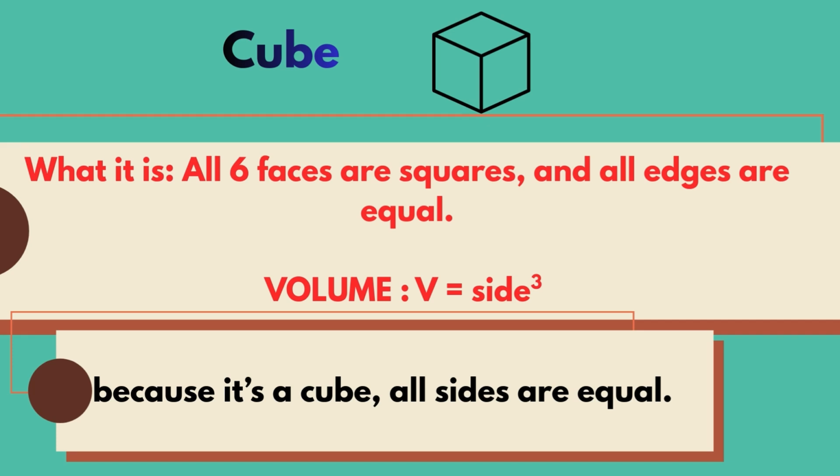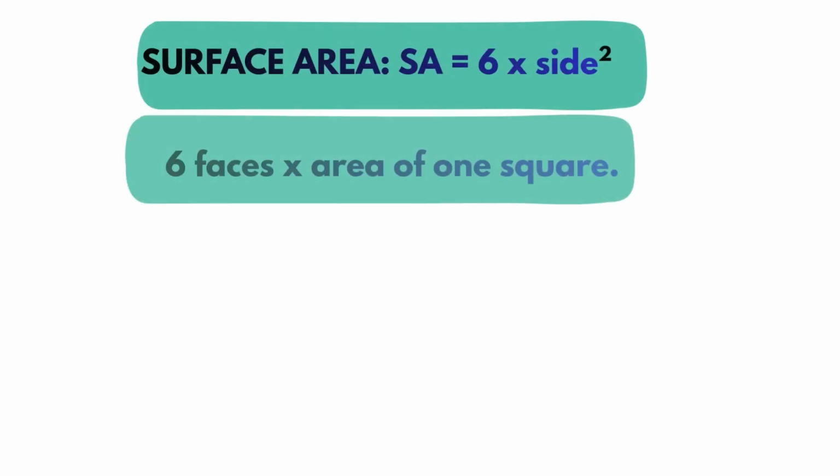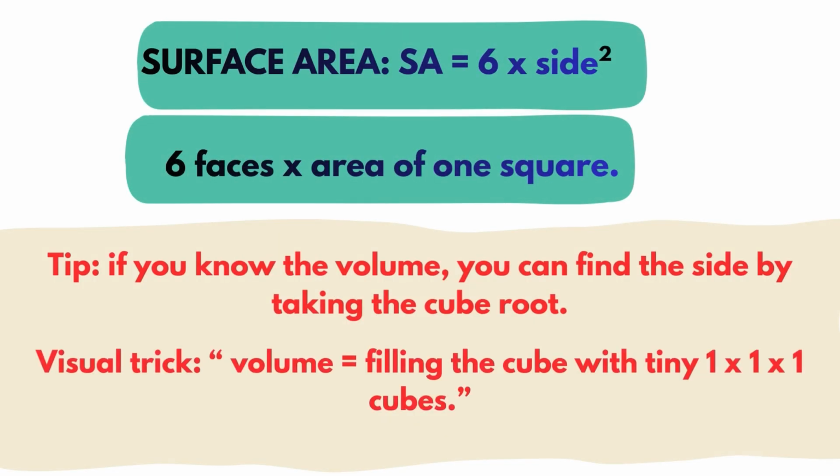We know the cube, all edges are equal and all faces are square, and the volume for a cube is side cube, meaning 3 times side side side, because it's a cube, so all sides are equal, and the surface area for a cube is 6 multiply side square. Okay, first problem we will see here.